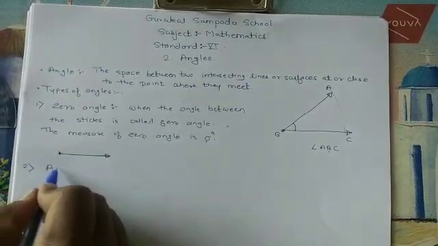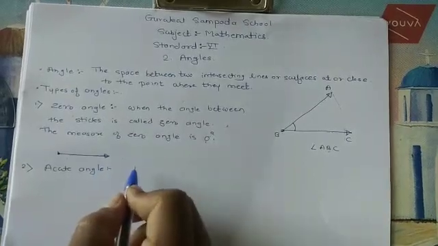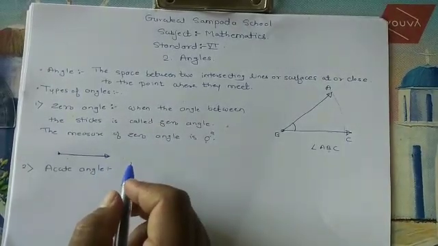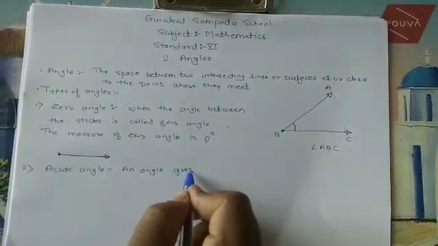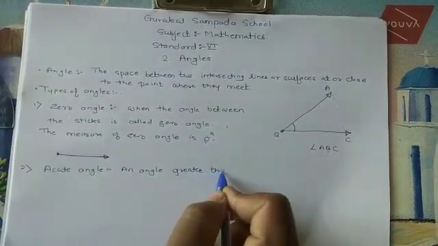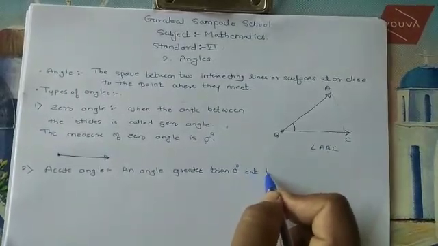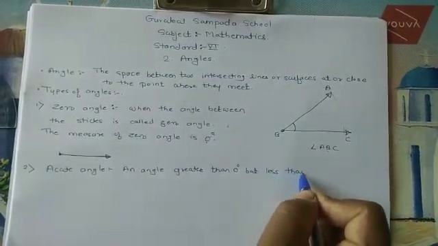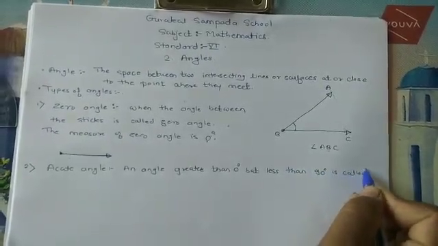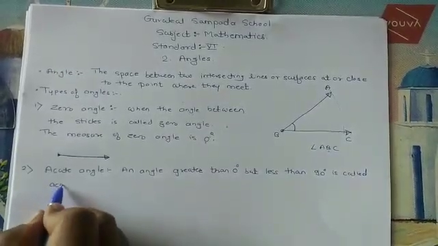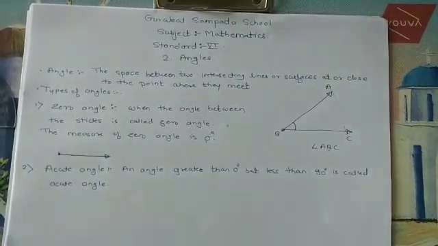Okay, now the second type of angle is the acute angle. So first we write the definition, then I will explain. An angle greater than 0 degree but less than 90 degree is called acute angle. What is the meaning of this sentence?